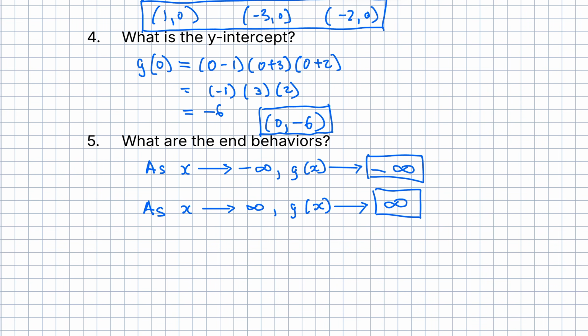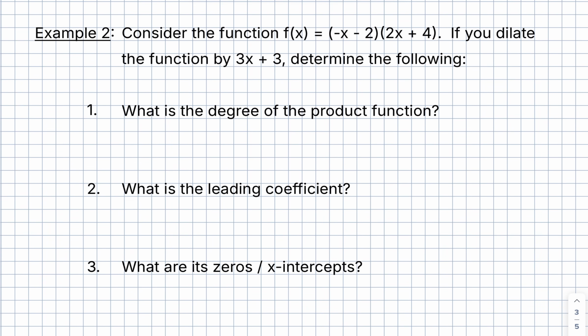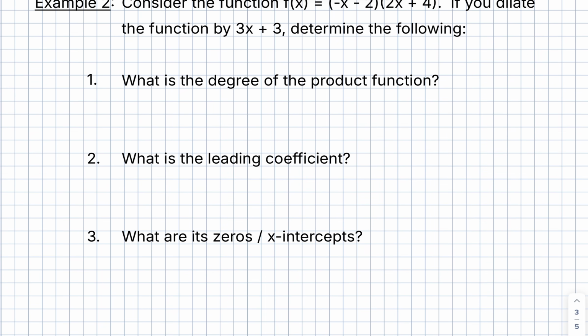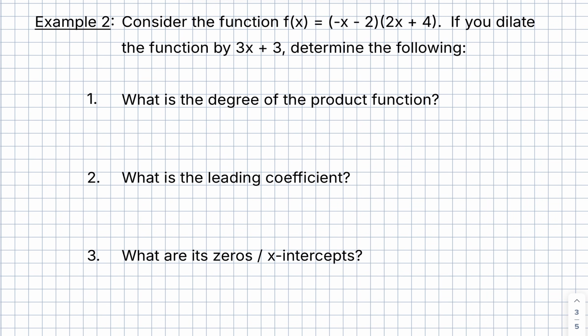Okay, now let's take a look at the next example. It's going to be similar, but a little bit different. We now have the quadratic function, negative x minus 2 times 2x plus 4, and we're going to dilate that, right? Dilate means we're going to multiply the function by 3x plus 3, all right? So the first 4 questions we can answer without graphing, all right? So what is the degree?